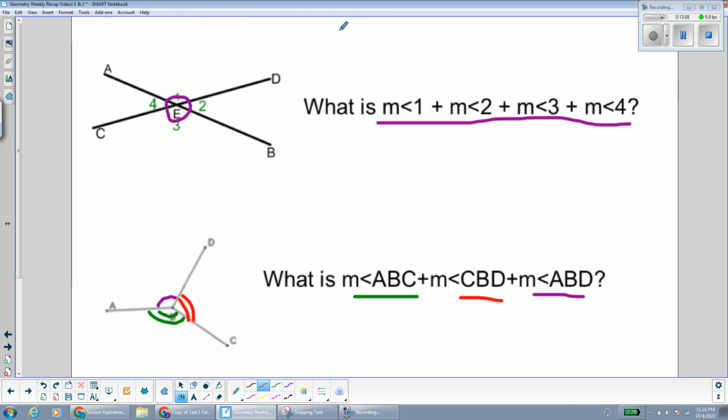Here we have angles at a point. Notice in the diagram on the left, it looks very similar to the vertical angles that we were looking at before. There are vertical angles here, angle 1 and angle 3, angle 2 and angle 4. And notice how all of the 4 angles here come out of the same point E. They all share the same vertex, vertex E.